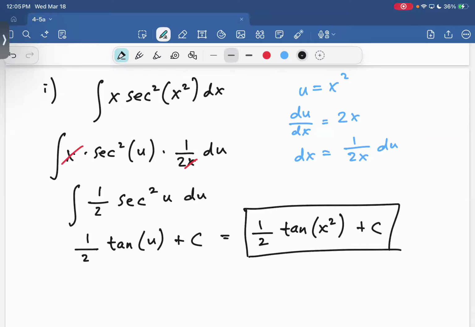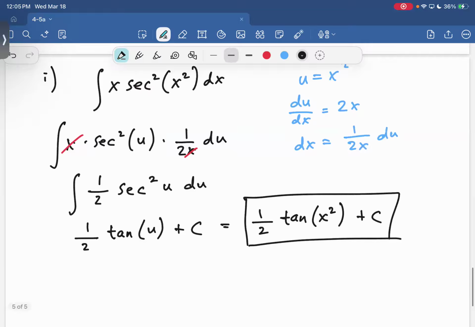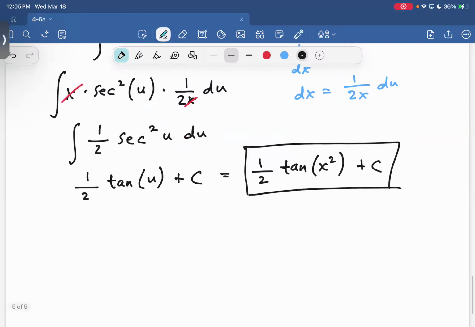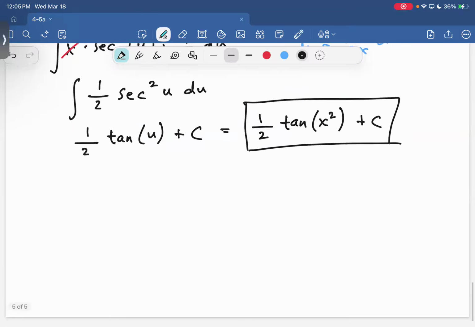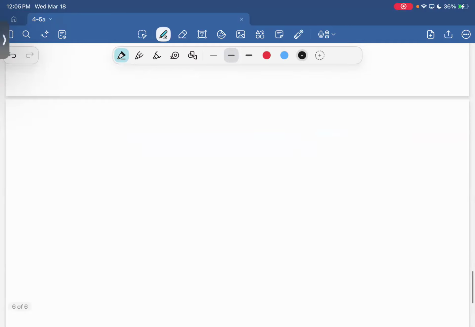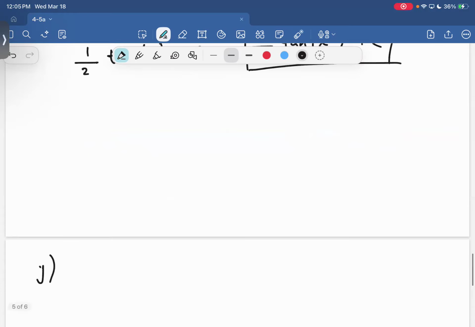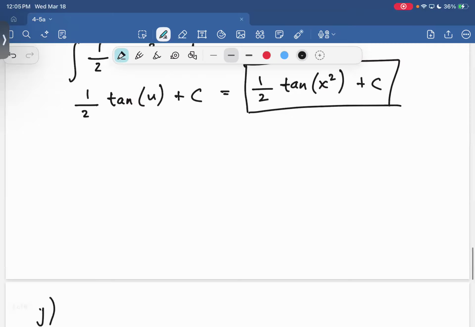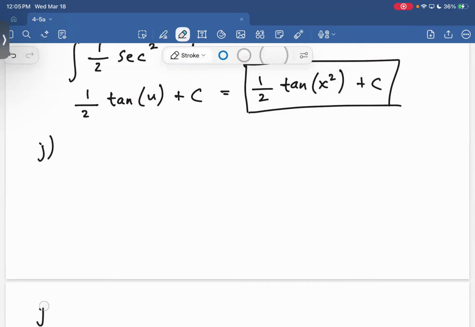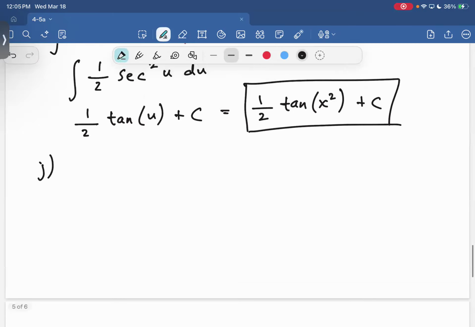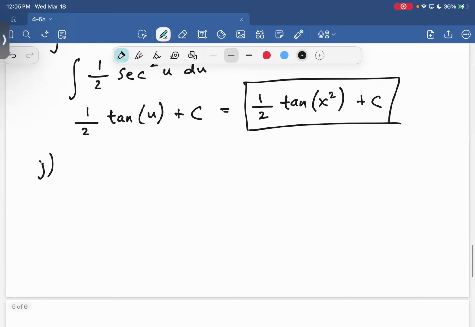Okay, I'll do one more just for fun. Which one should I do? What is J? Look at James Knight. I know what it is. Okay, let me do J. Quiet, please.